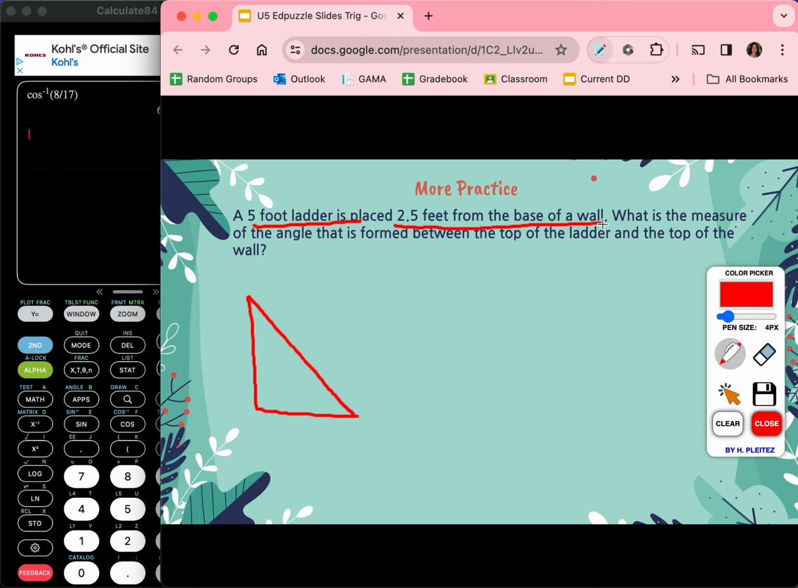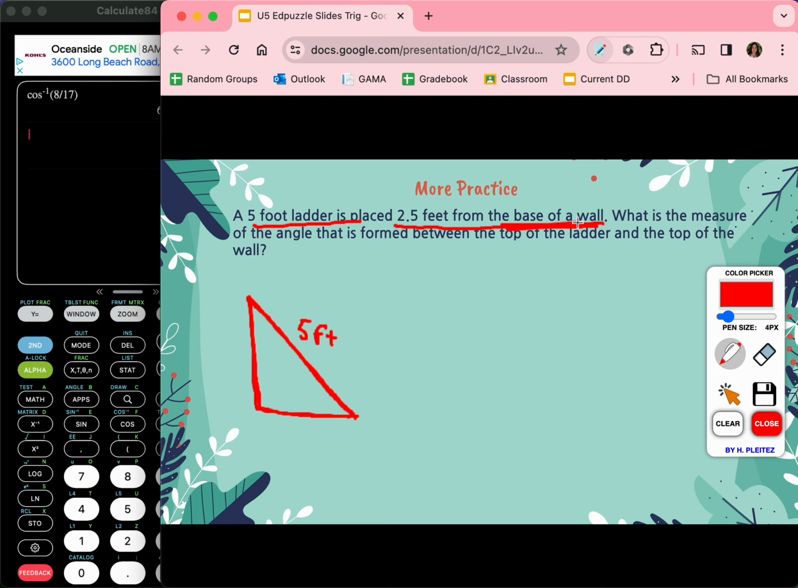What is the measure of the angle that is formed between the top of the ladder and the top of the wall? So ladders are always going to be this diagonal. So we have 5 feet here. And you can think about your real life context too. Like a ladder is never going to be placed straight up against the building, and it's never going to be placed on the floor, right? You usually tilt your ladder against whatever you want to climb. And it's placed 2.5 feet from the base of the wall.